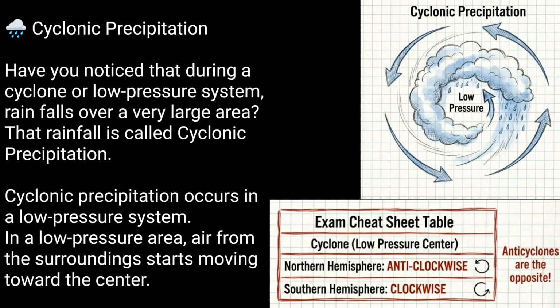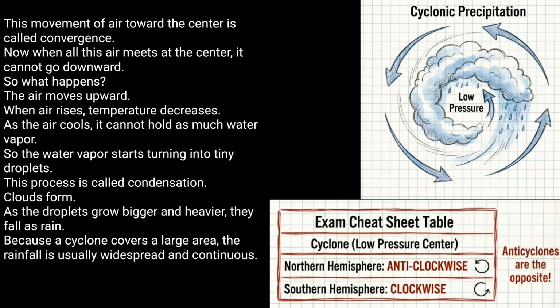Cyclonic precipitation. Have you noticed that during a cyclone or low pressure system, rain falls over a large area? That rainfall is called cyclonic precipitation. Let's understand it in a very simple way. Cyclonic precipitation occurs in a low pressure system. In a low pressure area, air from the surroundings starts moving towards the center. This movement of air towards the center is called convergence.